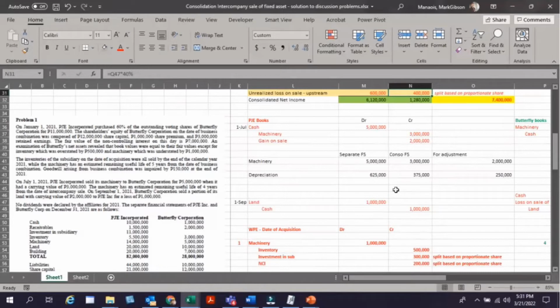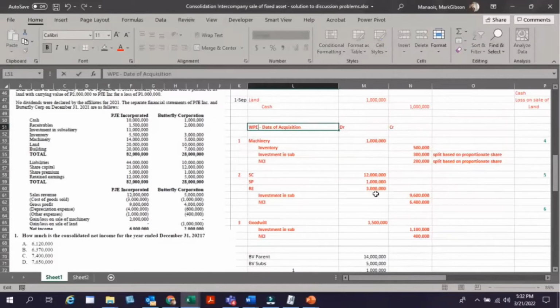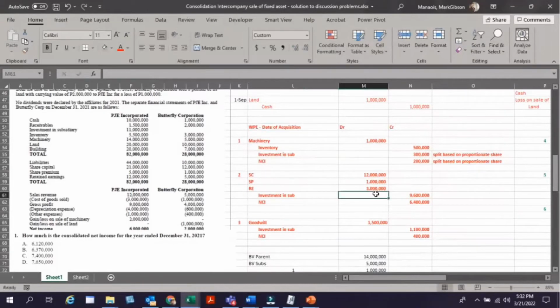There are elimination entries that we have to prepare outside of the books of PJE, outside of the books of butterfly, in order for us to come up with the consolidated financial statements. No? In fact, para at least mas maintindihan natin yan, ano ba yung mga entries that we have to prepare as part of the working paper entries, itong WPE, that's working paper entries during the date of acquisition, no? So isa-isay natin yan, ha?